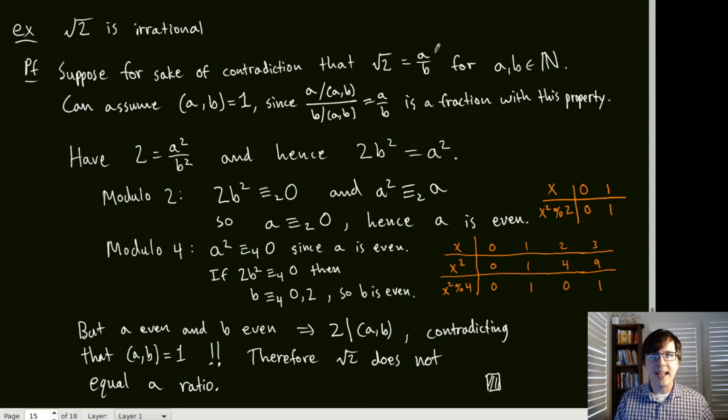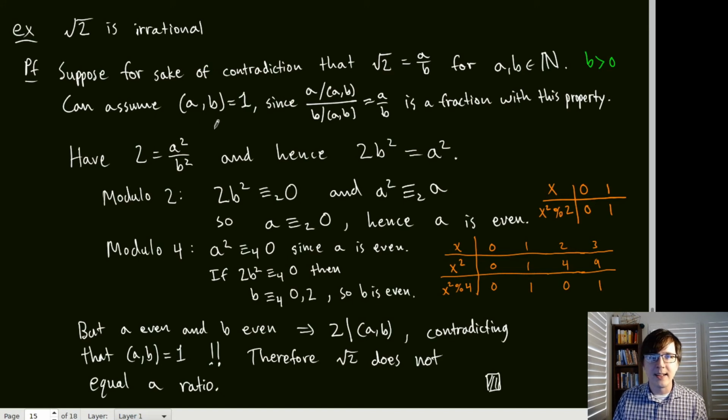And we'll say that a and b are both natural numbers. b has to be bigger than 0, of course, because we can't divide by 0. And neither are negative, just because this is a positive number.